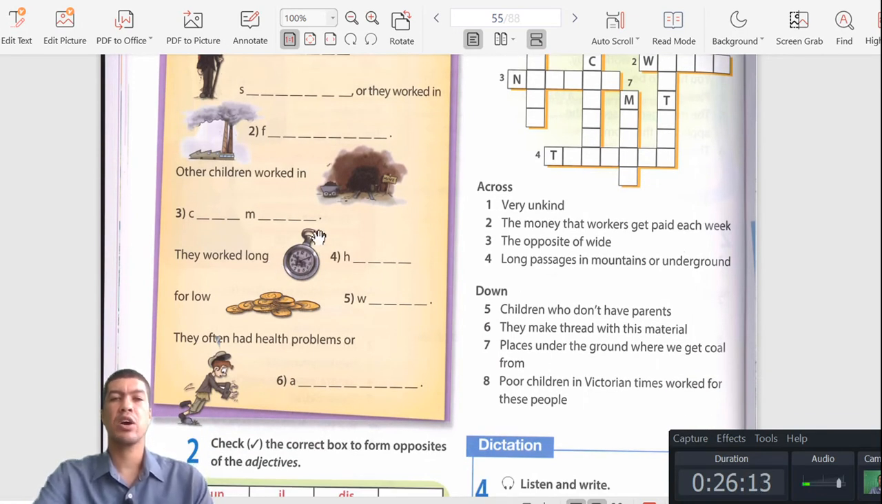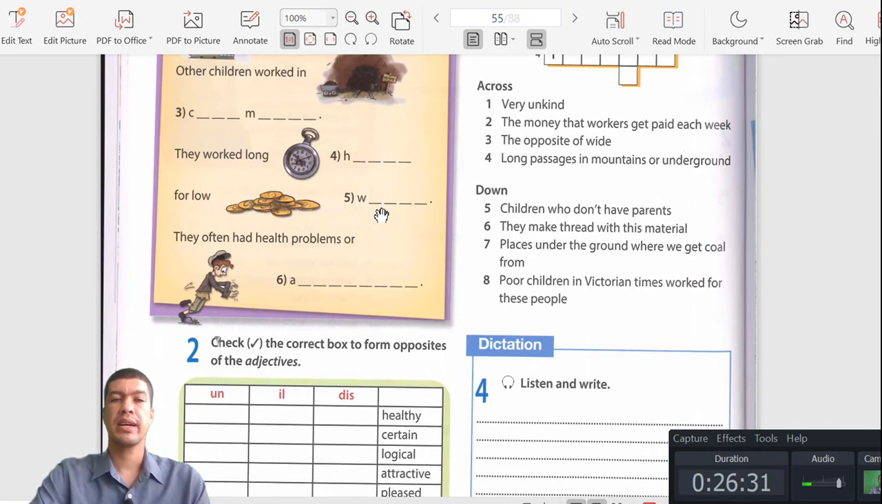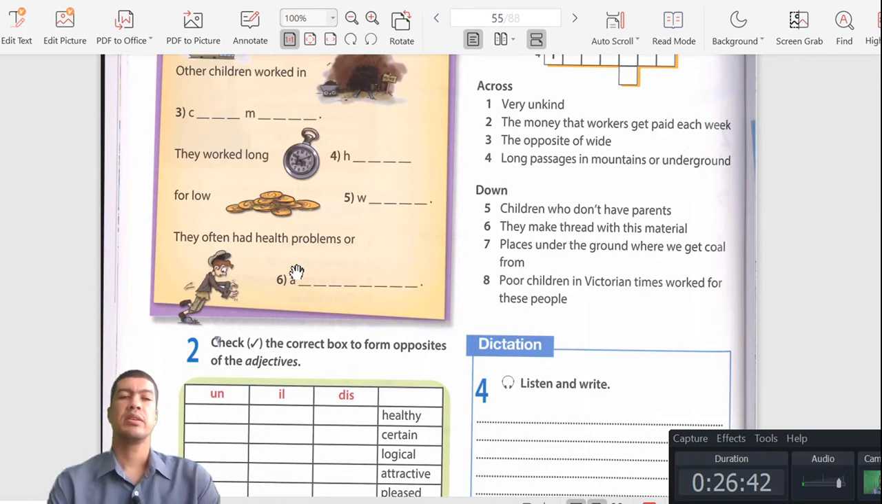Right here we have an old stopwatch. They worked long, and here's a clue, hours. For low, what does this look like? Money, but in those times when you pay someone for doing a job, we call it wages. Alright, and the last one, we see a boy looking like he trips on a rock. They often had health problems or, and there's your clue, accidents. That's the answer.